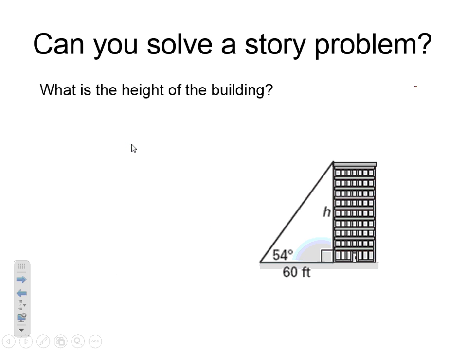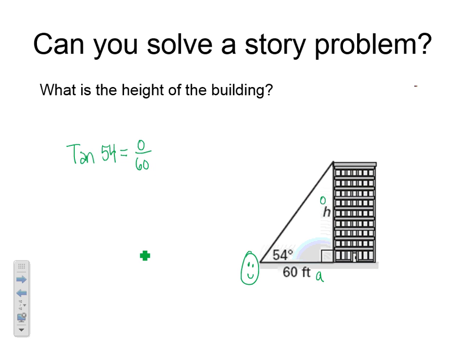So let's solve a story problem, and then I think this will be it for today. So I want you to find the height of this building. It's not much of a story problem, but it says find the height of this building. So I am going to go ahead and put myself where the angle is for this building. I know the 60 is adjacent. The height of the building is my opposite. So I know that that is the tangent of 54 is equal to O over A.